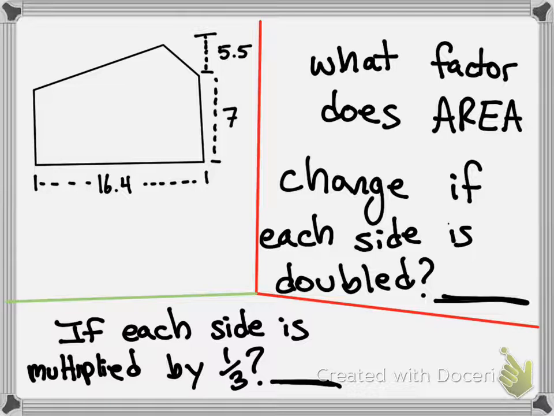Now here's a question for you. Here's that same shape. But what factor does the area change if each side is doubled? I'm not asking you to find the new area. I'm saying how much does it increase by? 2. Gore?